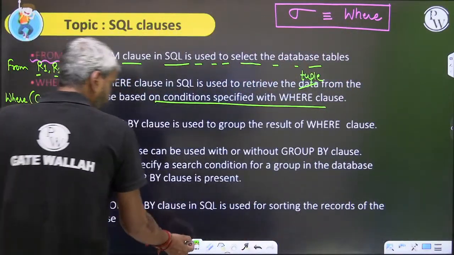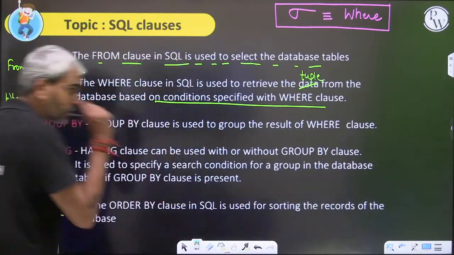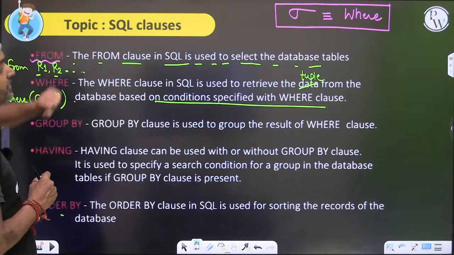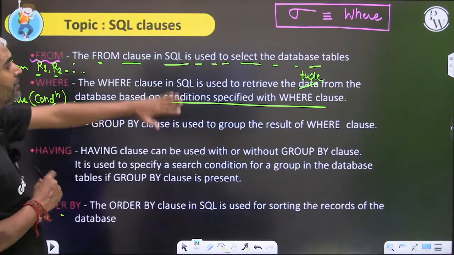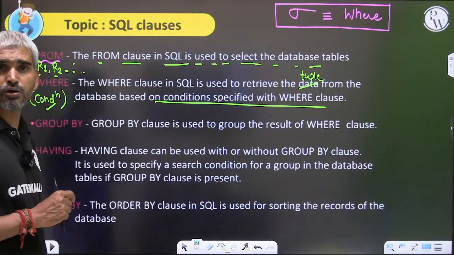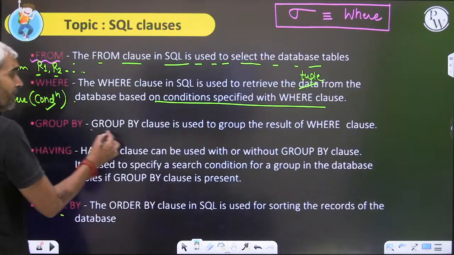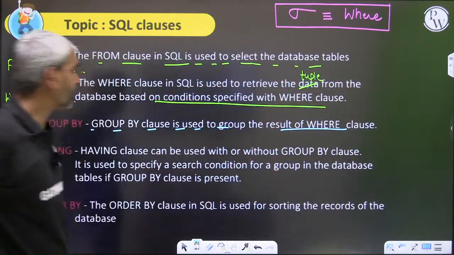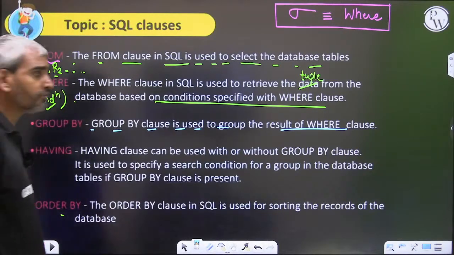Yes. Clear? So these are some important things, because it's not so that the group by clause can be applied only on the output of the where clause. If there is no where clause, then the complete table will be treated as the output of the where clause. Clear? So the group by clause is used to group the result of the where clause. In general, the group by clause is used to group the result of the where clause.